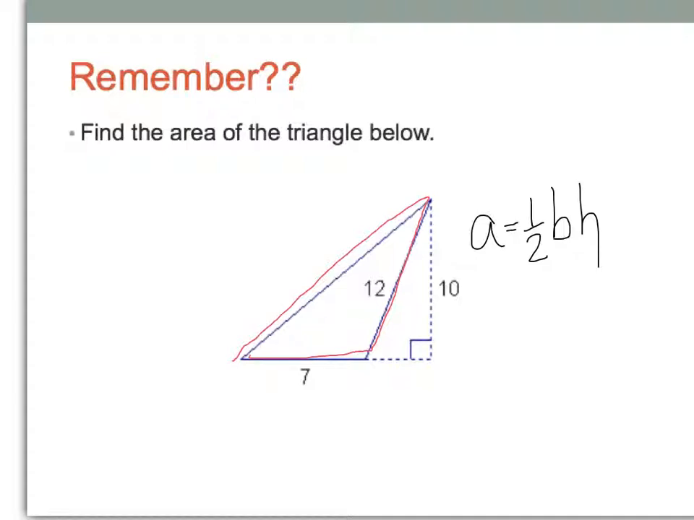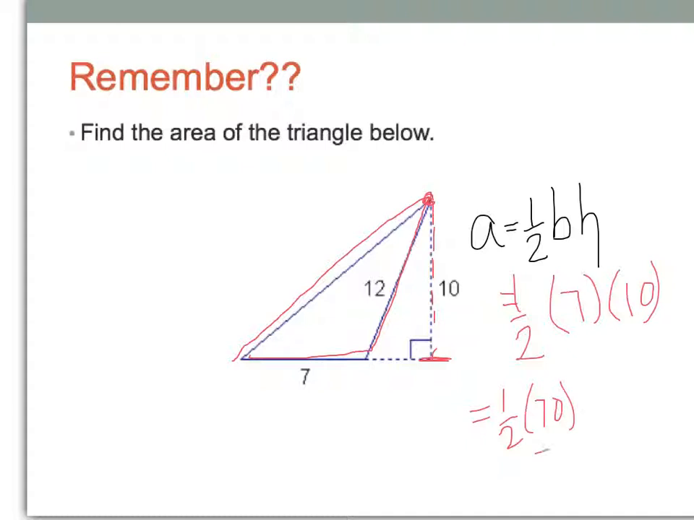in red. I'm going to keep my 1/2, and the base of that outlined in red triangle is 7. The height of that triangle is 10. This is the height of the triangle. It's not in the triangle, but it's the height of it. It's from the bottom point, the bottom base, to the top point. That length is 10. And so now we're going to get 1/2 times 70, and we'll get our 35 units squared. That's the area of the outlined in red triangle. Let's move forward now.